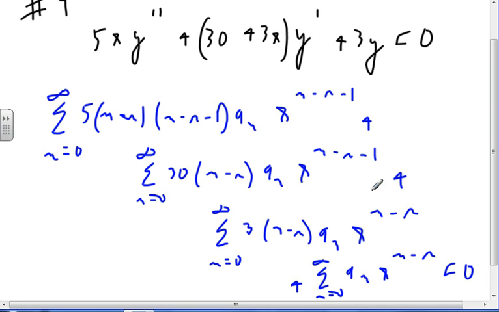Okay, so I want the same exponent, so I'm going to do a substitution in the first guy, n is equal to n plus 1, and a substitution in the second guy, n is equal to n plus 1. So I'm going to do both of those.